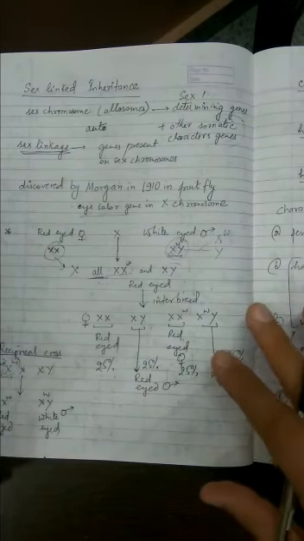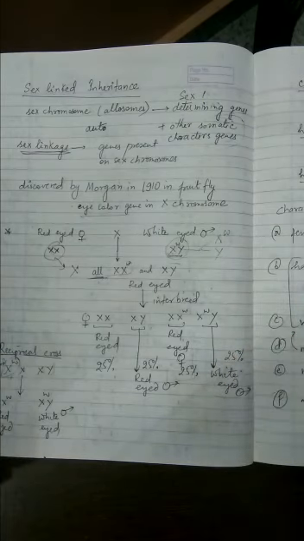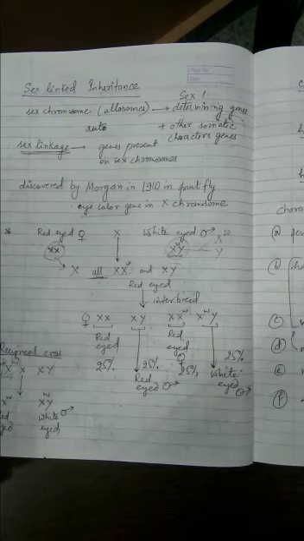So this made clear that there is something called a sex-linked character, and the genes which are present on the X chromosome, apart from the sex determining gene, are called sex-linked genes, and this is how the concept of sex linkage came into existence.